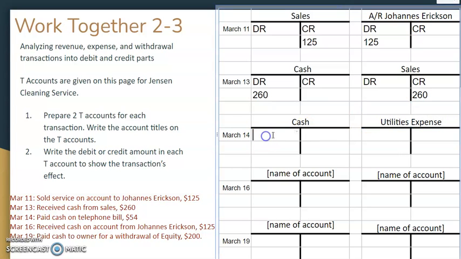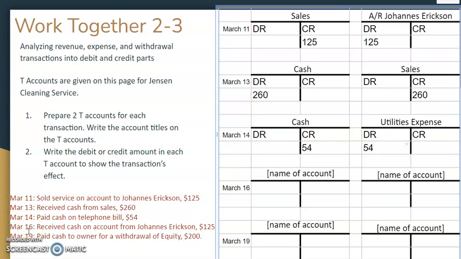We'll label our debit and credit sides of our T accounts with DRs and CRs. So if we paid cash, we know that's a credit of $54, and our utilities expense will increase with a debit. It's very rare that your expense would have a credit until the end of a period. So you're almost always going to be debiting an expense.